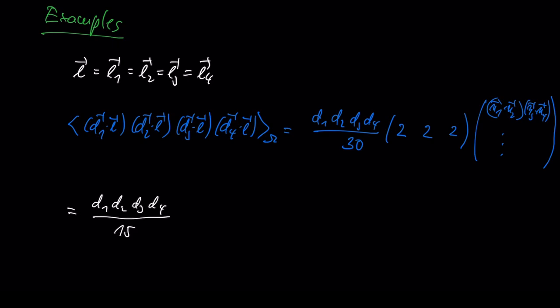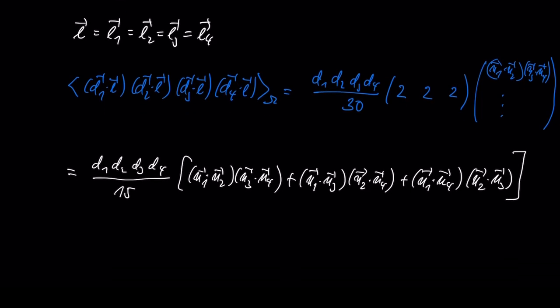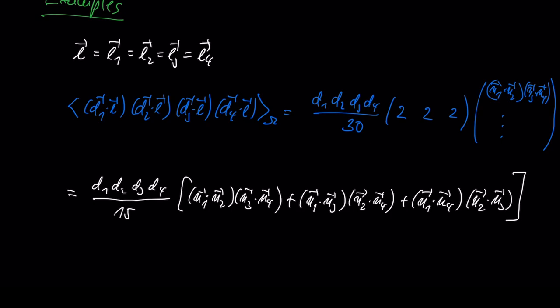You basically take out the 2 here, and then we have the sum n1, n2 scalar product, n3, n4 plus n1, n3, n2, n4 plus n1, n4, n2, n3. And closing. So this is it. This is the result, which is completely general for a situation in which we have multiple transition dipole moments, or we can have different transition dipole moments, and all the polarizations are the same.